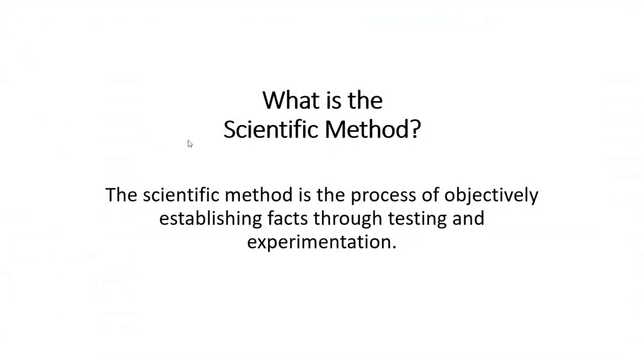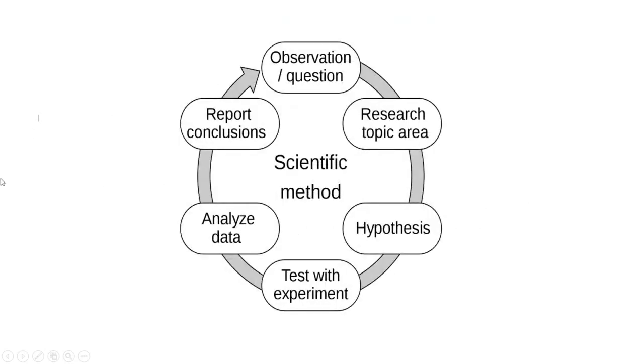Okay, what is the scientific method? The scientific method is the process for objectively establishing facts through testing and experimentation. There's different layouts or different steps that are outlined. You don't have to memorize these steps, you just kind of have to be aware of it. This particular outline shows 6 different steps. I've seen it as small as 4 and as many as 8.